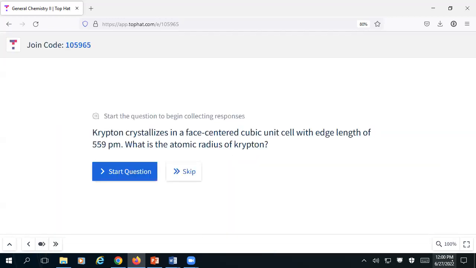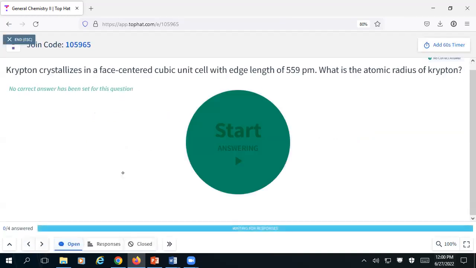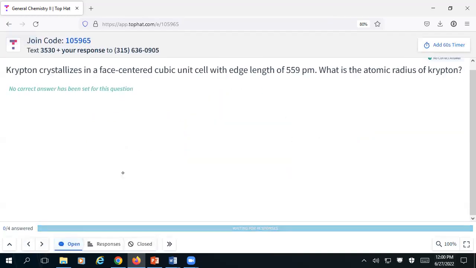All right, I want you to try one on your own here then. We've got krypton crystallizing with a face-centered cubic unit cell, edge length of 559 picometers. What is the atomic radius of krypton? So take a minute, go ahead and go through this, and we'll come back and see how you did.